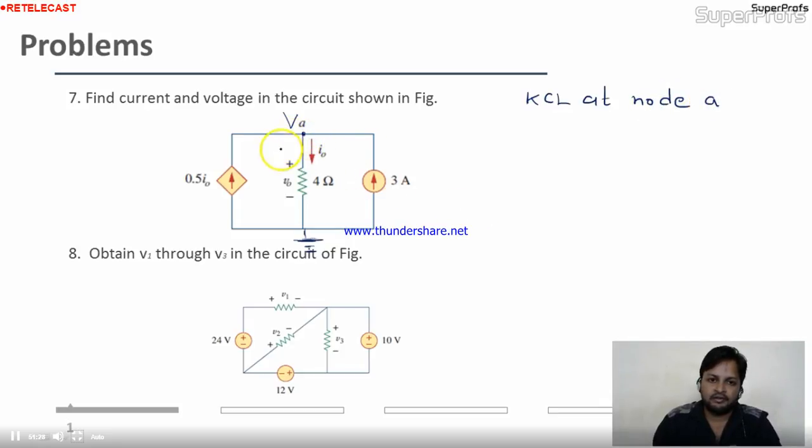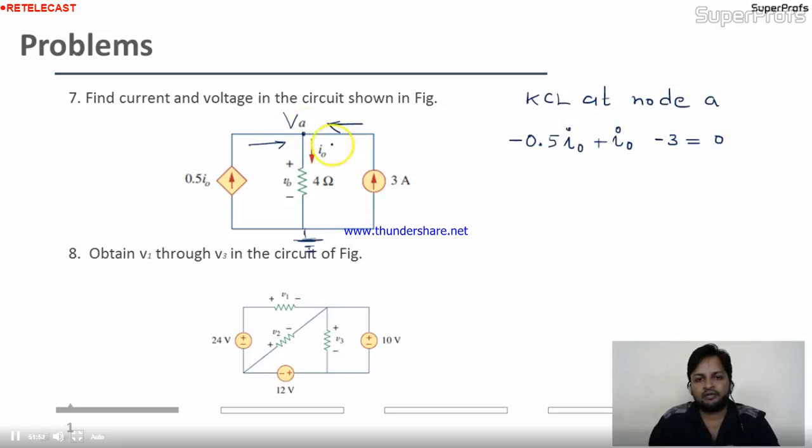Node A. Here the incoming current, and we assume the incoming current minus I naught, minus 5 I naught. Here the outgoing current I naught is given plus I naught. In this branch minus 3 is coming, equal to 0. At this node we are having 3 branches, so we will be having 3 terms in one equation. Minus 0.5 I naught plus I naught, it will be 0.5 I naught equal to 3. So I naught is nothing but 6 ampere.